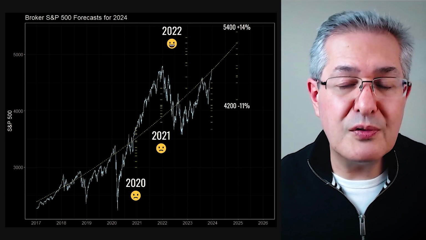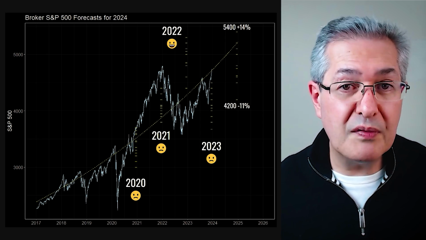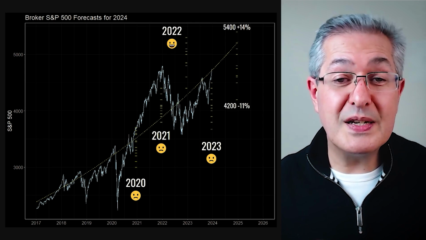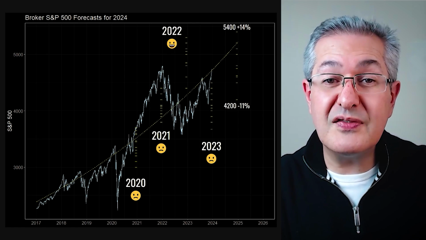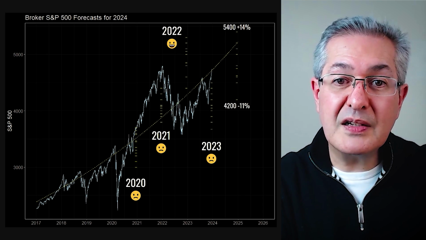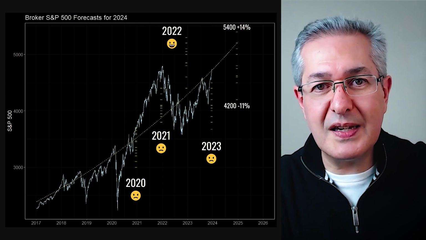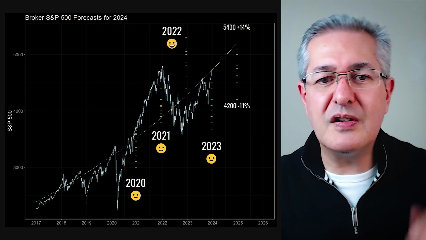Then in 2023, they were too bearish again, and the S&P ended up above all of the forecasts at the end of last year. So looking forward to 2024, what you can see is that the highest forecast for the S&P is 5,400, the lowest is 4,200, and that corresponds to plus 14% as of the day I make this video for the S&P, or minus 11%. So a huge dispersion.